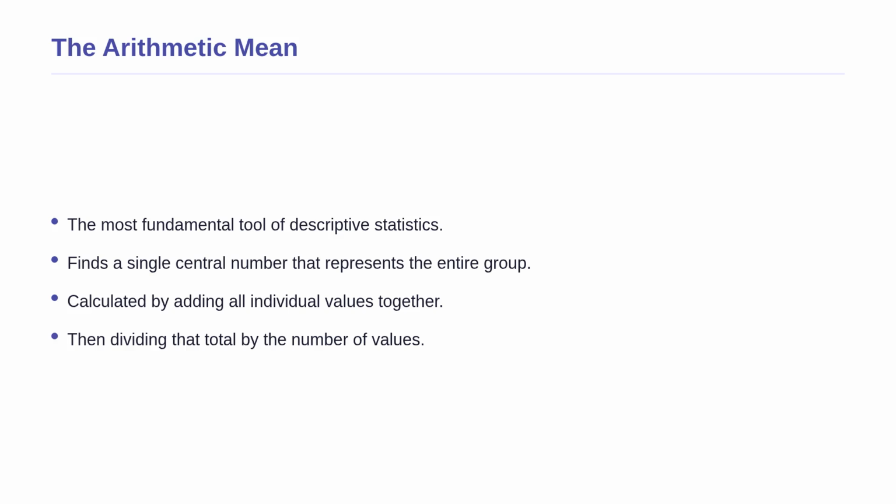Now that we have seen the big picture, let us dive into descriptive statistics by looking at its most fundamental tool, the arithmetic mean, commonly known as the average. The mean takes a whole group of different numbers and finds a single central number that represents the entire group fairly. We calculate it by adding up all the individual values we collected and then dividing that total by the number of values we have. It is the mathematical equivalent of putting all the values into a single bucket and sharing them equally.